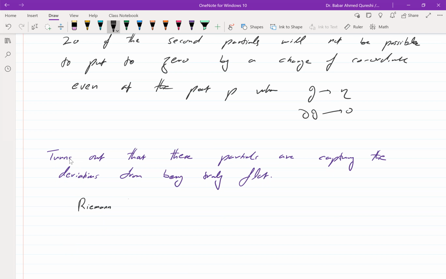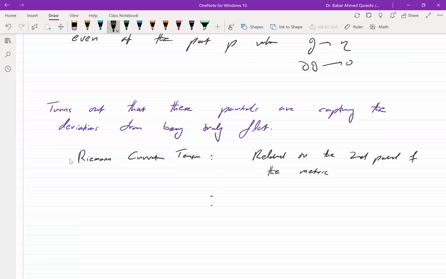So we will define a tensor, the Riemann tensor, or if you want, the Riemann curvature tensor, which will be related to the second partials of the metric. Also, in 4D, it should have 20 components. In 2D, it will only have 1 component. And similarly, you can count in all other dimensions how many it has. And it will turn out that it captures everything there is to know about the curvature. And so in 4 dimensions, you need to specify 20 numbers if you want to specify the curvature at a point completely.